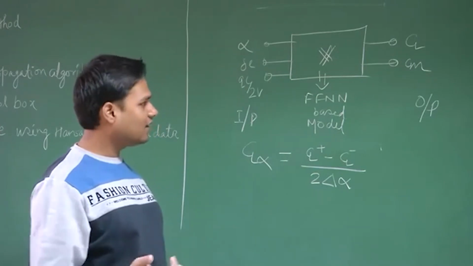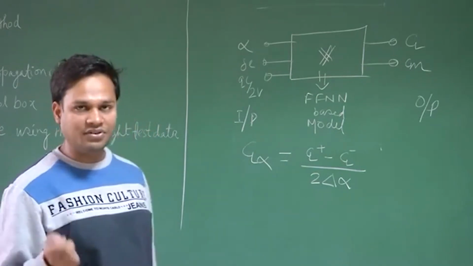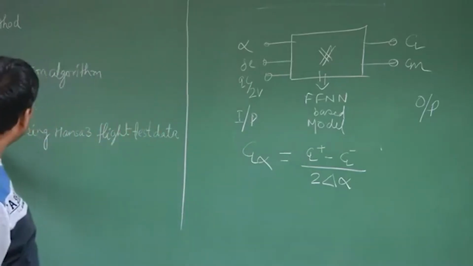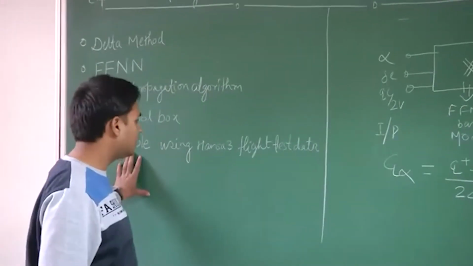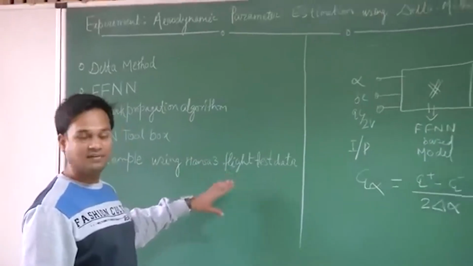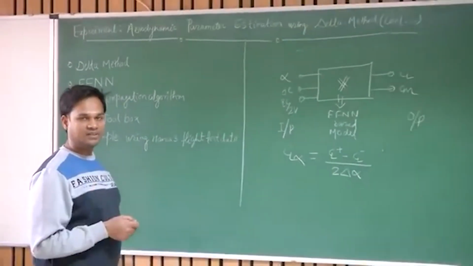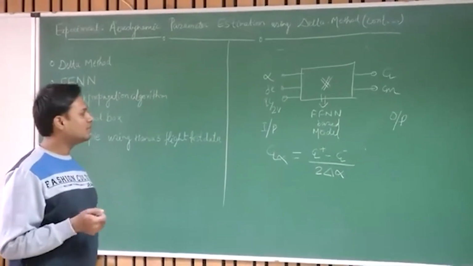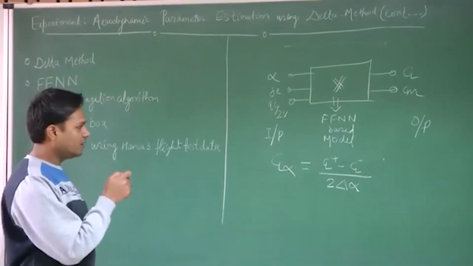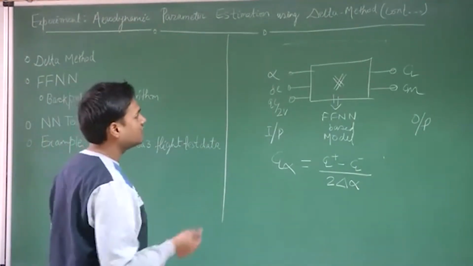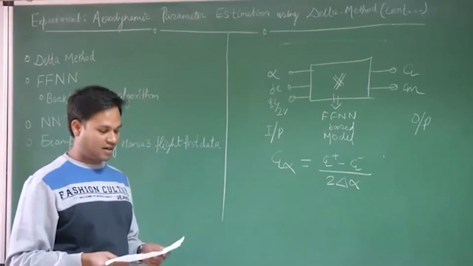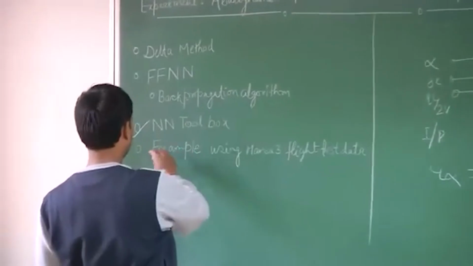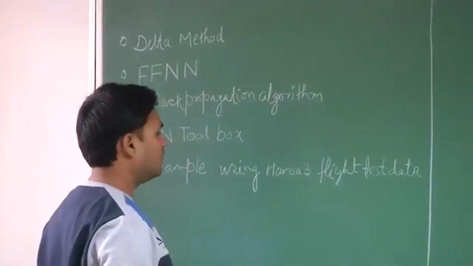Later I'll demonstrate with the help of HANSA 3 data. As I said, I'll be talking about examples with HANSA 3 flight test data and how to estimate the parameters. Then you can see the results, and you can also try some different flight data to estimate the parameters after learning this method. Okay, so I'll start showing you the NN toolbox. We'll learn the NN toolbox in this session, and then with an example.